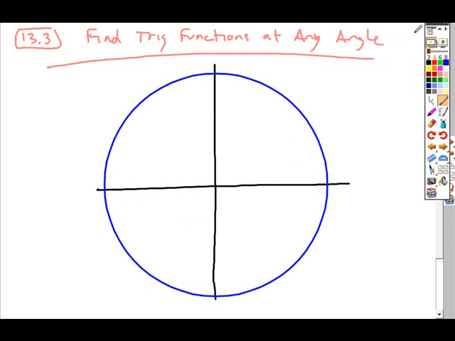All right, if we take this circle right here, and we want to find the trig ratios at any given angle, let's take a look at this 30-degree angle. When you look at this angle, let's assume that this circle has a radius of 1. So if all we know is this measure is 1, can we find what the coordinates are for this point? How would we do that?